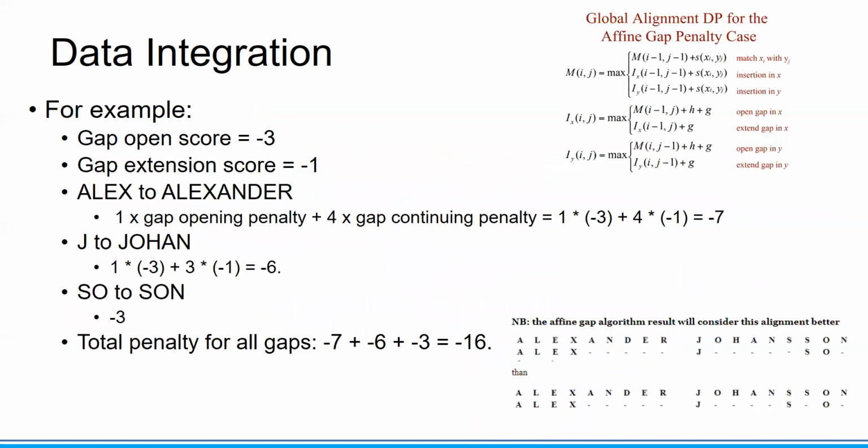So the affine gap algorithm is something like this one. We have the global alignment, and we have the Ix and Iy. We want to find whether there's a gap between this one and this one. So I can have this one: the gap open score is -3, and the gap extension score is -1. How can I achieve this one?